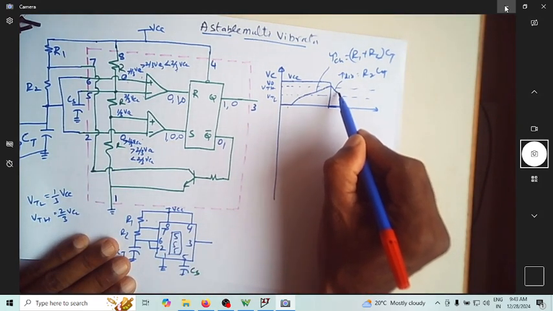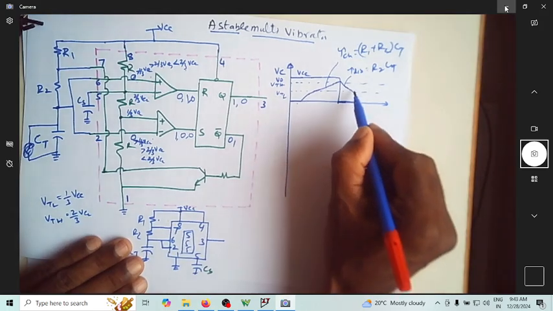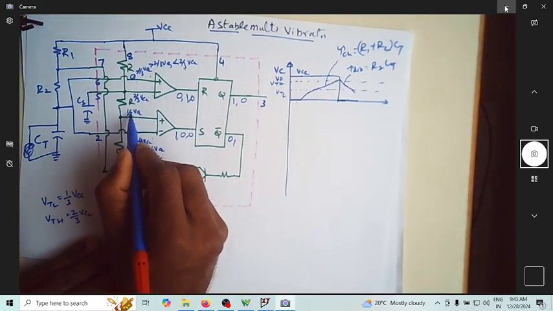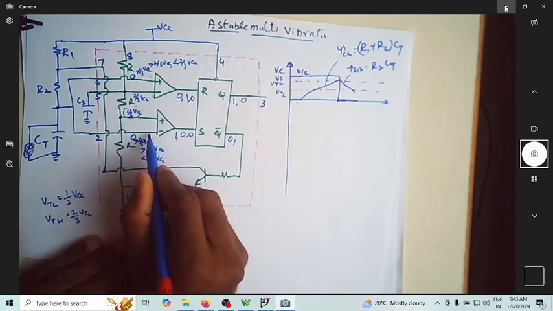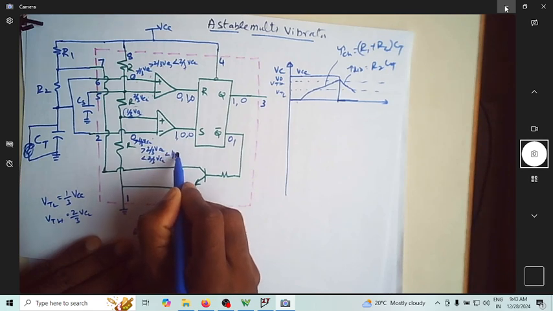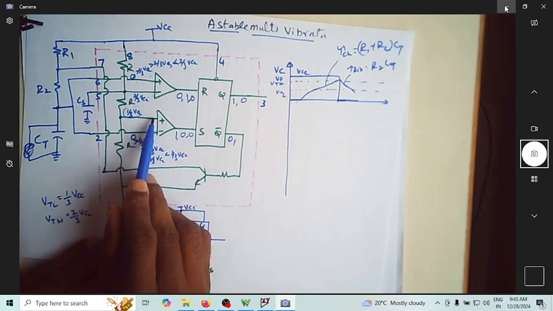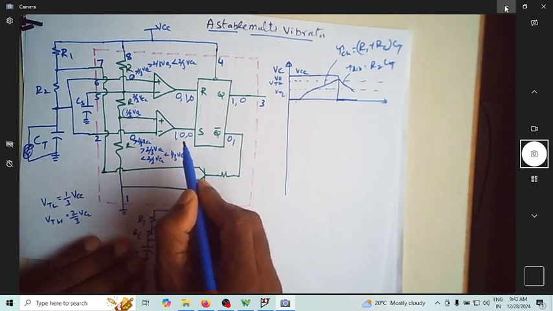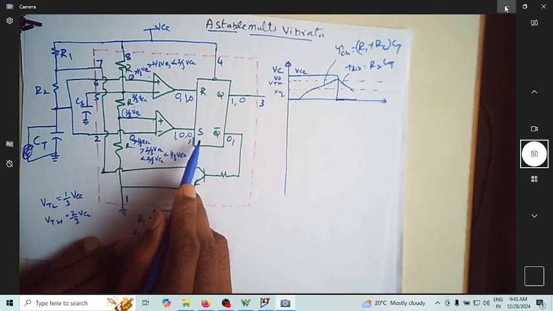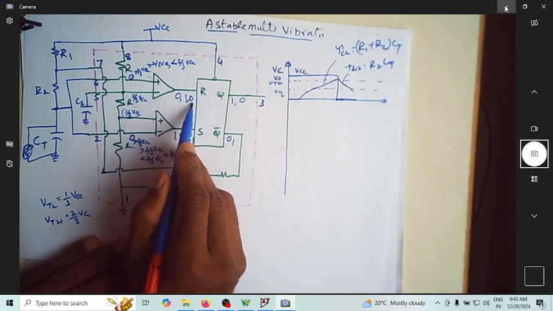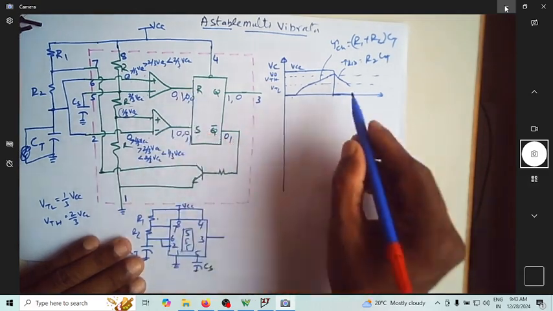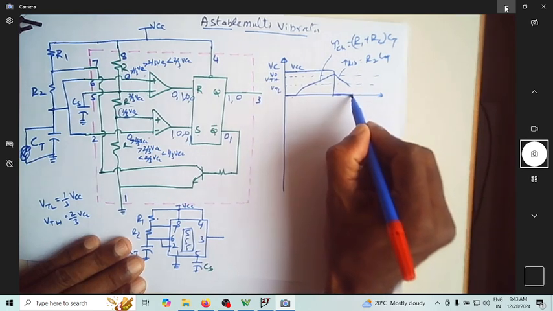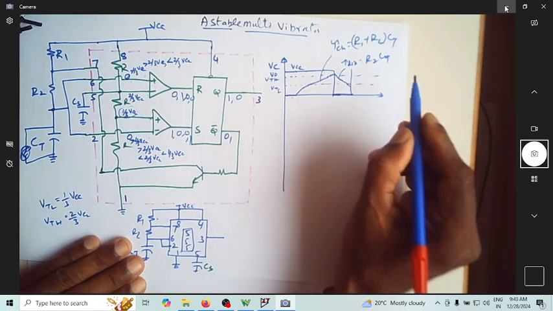The moment the capacitor voltage goes less than 1/3 VCC, this becomes more, and when this becomes more, this will make S as 1. S will become 1 and R is still remaining as 0. The moment S is 1 and R is 0, the output again sets to 1.